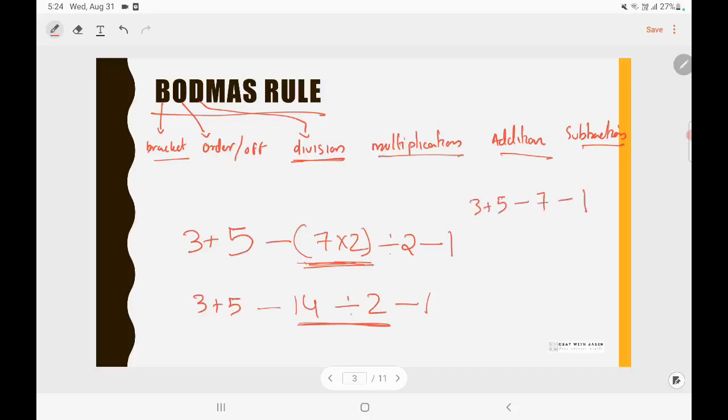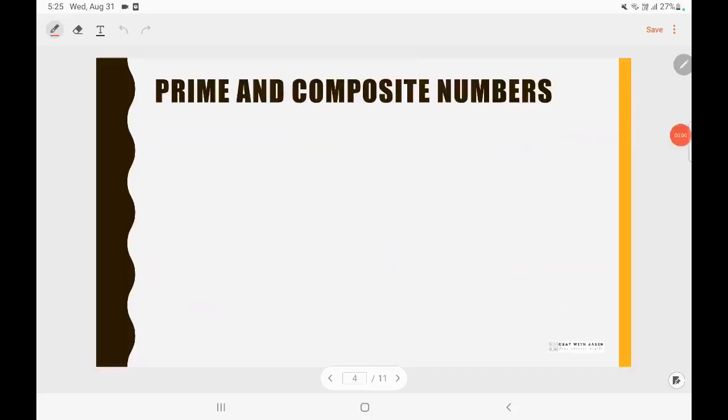Now you need to do the addition part because there is no multiplication here, right? So 3 plus 5 is 8. So 8 minus 7 minus 1. Now you need to do the subtraction. 8 minus 7 is 1. 1 minus 1 is 0. So this is how you need to do the operation according to the BODMAS rule.